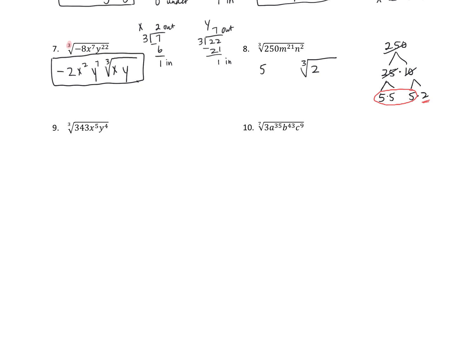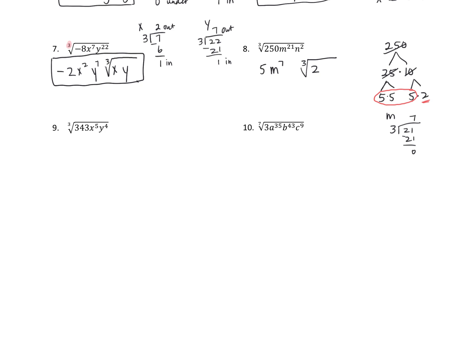So we have m to the 21st power. For m, we're going to be seeing how many times 3 can go into 21. And it actually goes in evenly, 7 times. So we'll have m to the 7th on the outside.